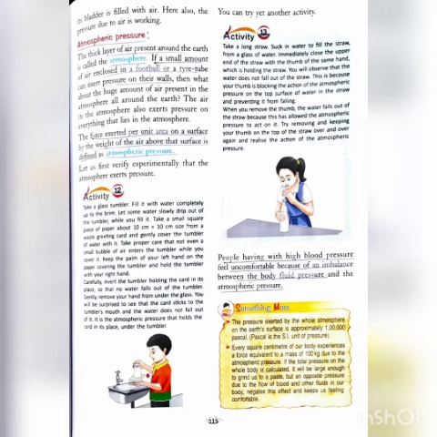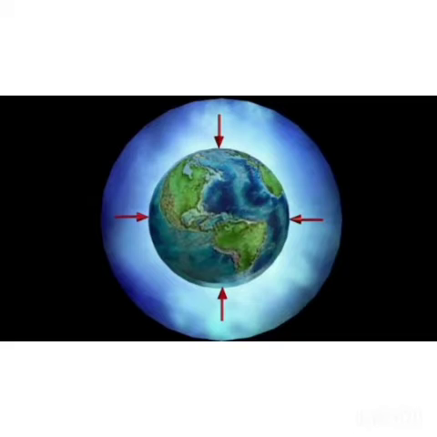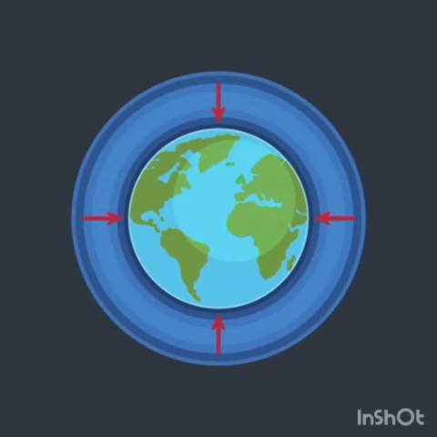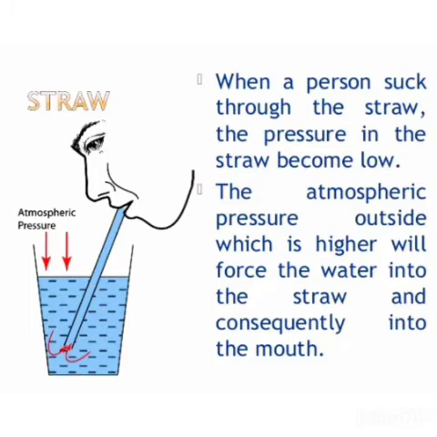Atmospheric pressure. The thick layer of air present around the earth is called the atmosphere. The force exerted per unit area on a surface by the weight of the air above that surface is defined as atmospheric pressure. Let us verify it experimentally.